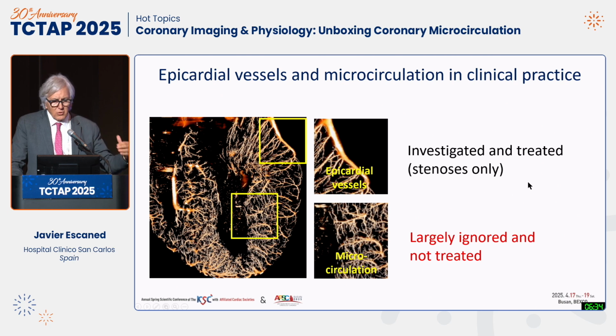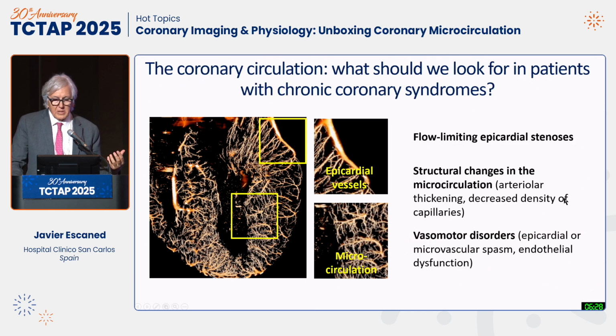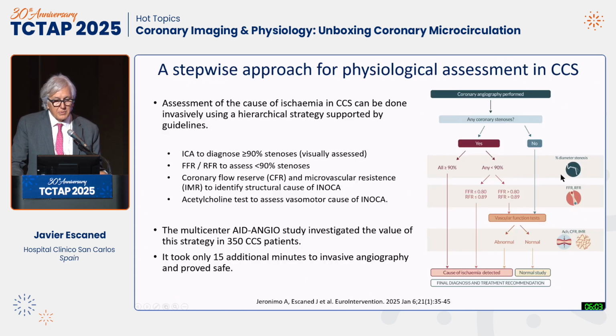Now, in clinical practice, you'll agree that we concentrate on investigating mainly the epicardial vessels. This has been changing swiftly, but for decades the microcirculation, the largest part of the coronary circulation, has been ignored. And of course, what should we be looking for in patients who have chronic coronary syndrome? First, it's true that we should be looking for flow-limiting stenosis, but we should also be looking for structural changes in the microcirculation, like arterial thickening or decreased density of capillaries, or vasomotor disorders that may affect the epicardial vessels or the arterioles.